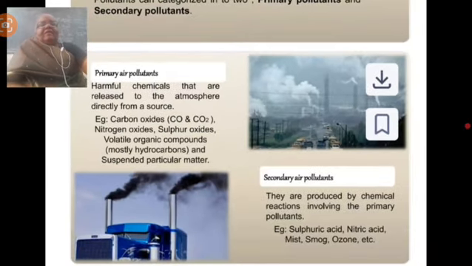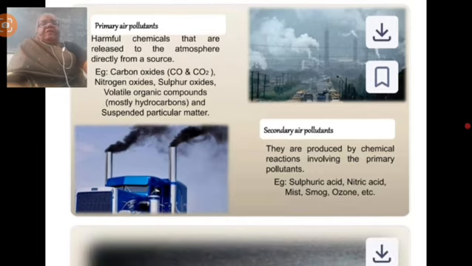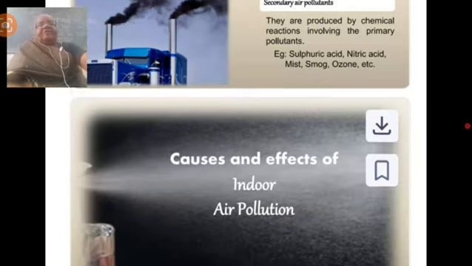On the other hand, secondary pollutants are produced by chemical reactions involving the primary pollutants. Say, for example, some industry will release sulfur dioxide, SO2, that will react with water to form sulfuric acid. In the same way, nitric acid, formation of mist, formation of smog, smoke plus fog is smog, and formation of ozone in Xerox machines, etc. All these are secondary pollutants which are produced by chemical reactions involving the primary pollutants. So, air pollutants are of two types, primary pollutants and secondary pollutants. You have to be familiar with these concepts.